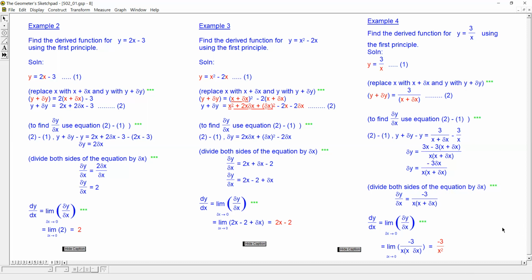So far, okay or not? The step number 3. Okay, teacher. Okay, so now I'm going to find dy/dx. dy/dx, as usual, is the limit as delta x approaches 0 of delta y over delta x. So this thing here, I substitute into this delta y over delta x. Okay, so it becomes like this. Limit of this thing as delta x approaches 0.